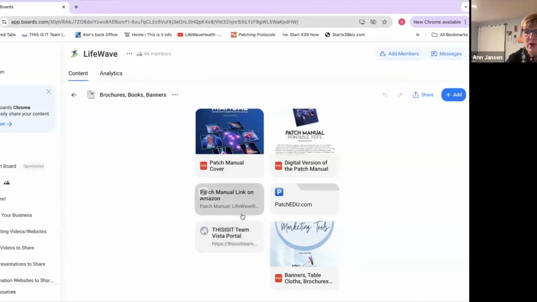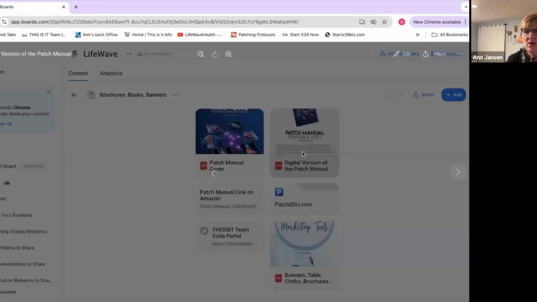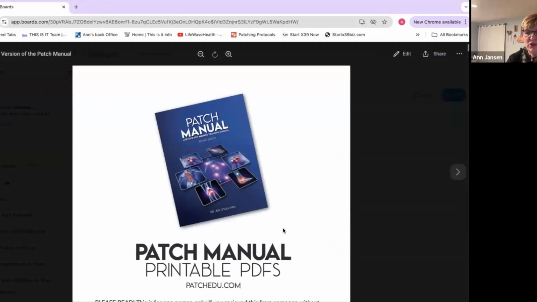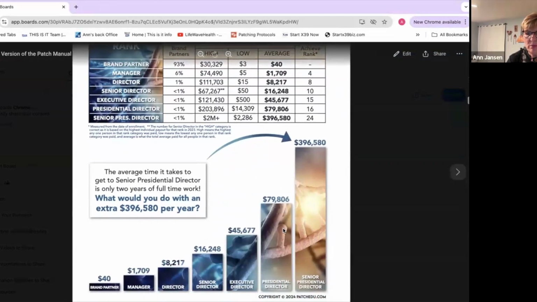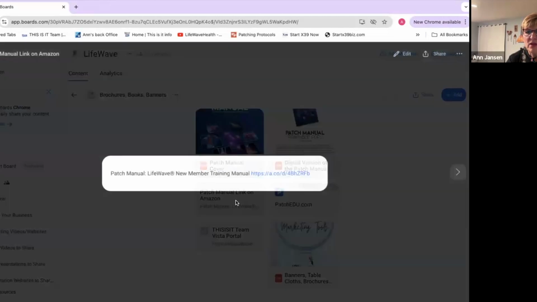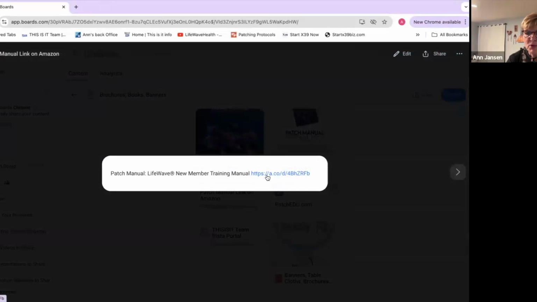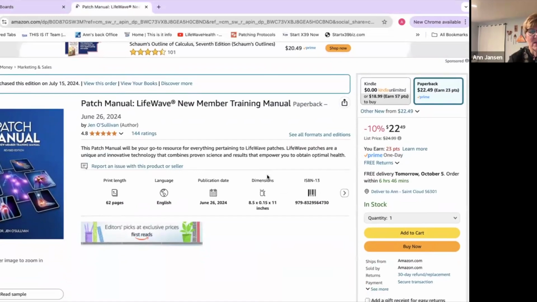One of the products that a lot of us like is this patch manual. Here is the patch manual cover. That's what it looks like, by Dr. Jen O'Sullivan. Here is a digital version of it, just a few of the pages in it, some that you can download in print. She just has very beautiful graphics. And then there's a link on how to purchase this. I like this book so much that I give you lots of details on how you can find that. So there is that book.